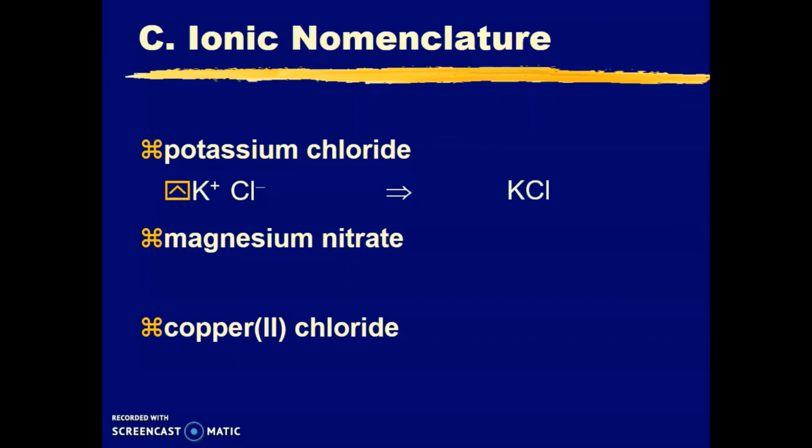Now let's look at the next one. We have magnesium, that's Mg, that's on the periodic table, and it is a +2 because it's in the second column. Now the next one says nitrate, ATE. That means it's a polyatomic ion. So I have to go to my polyatomic ion chart and find nitrate and see what it is and what its charge is.